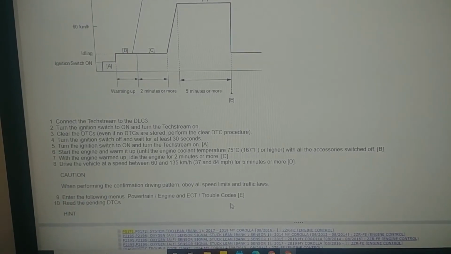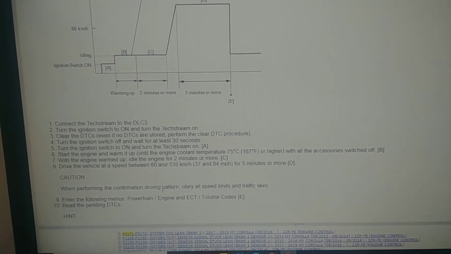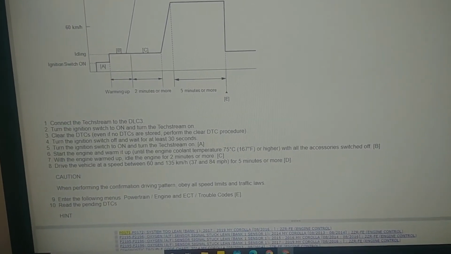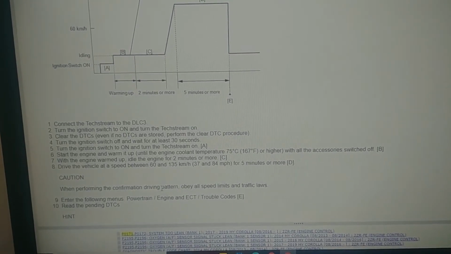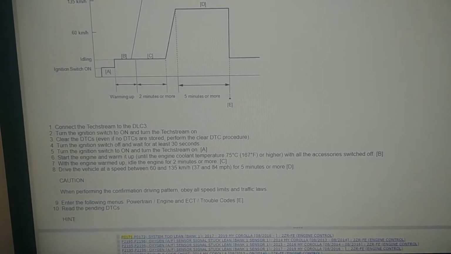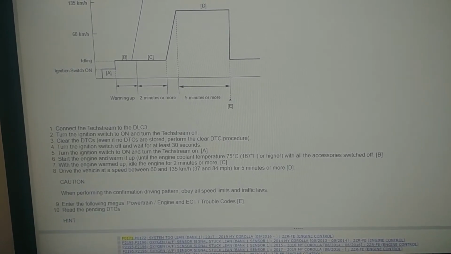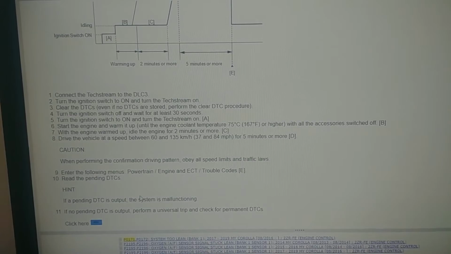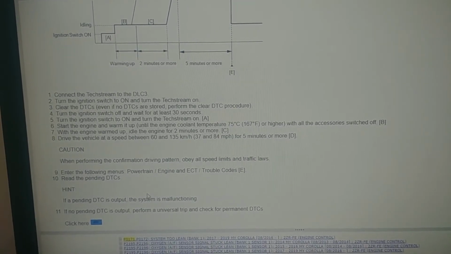And then what you want to do is stop, pull over, leave the key on, don't touch the key, and you can even leave the engine running, but then go back into your codes and read your pending DTCs. If you don't have any pending codes, then you are in the clear, your problem is fixed.